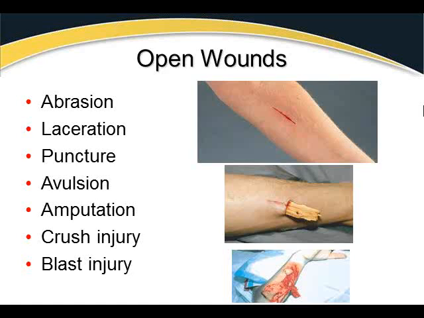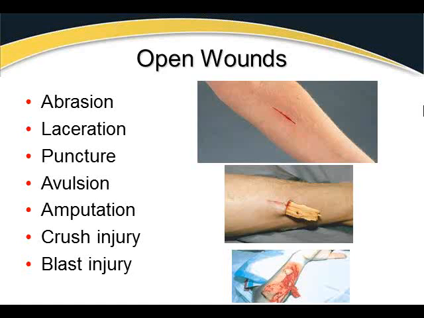We have avulsions. Avulsions are when major parts of skin are torn or ripped away, and may not be completely separated. In a classic sense, an amputation is when you have actually cut through a bone and removed a body part: fingers, toes, arms, legs, whatever.